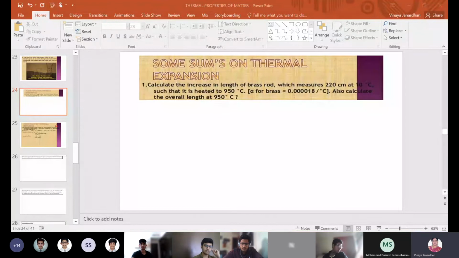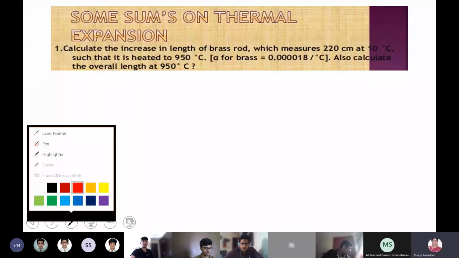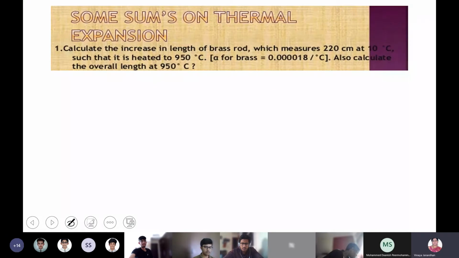So this is based on the coefficient of linear expansion. Write the question. Calculate the increase in length of a brass rod which measures 220 centimeter at 10 degrees centigrade, such that it is heated to 950 degrees centigrade. The coefficient of linear expansion for brass, that is alpha, is 0.00018 per degree. Calculate the overall length at 950 degrees centigrade.